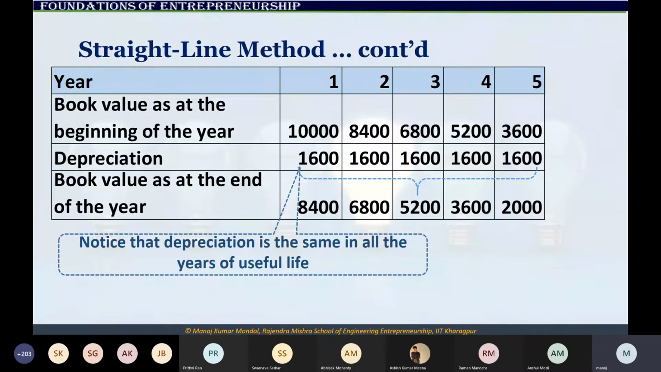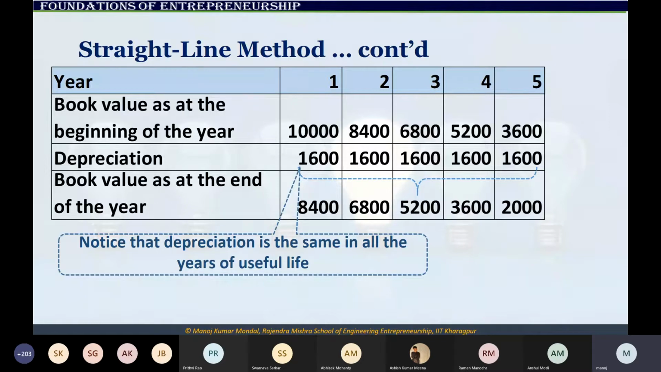Now, every year, at the beginning of the year, there is some value that you carry forward from the previous year. Now, this machine was bought during this year. So this year value is 10,000. Now at the end of the year, you depreciate by 1,600, you deduct that, you get 8,400. That is the book value that goes to the balance sheet.